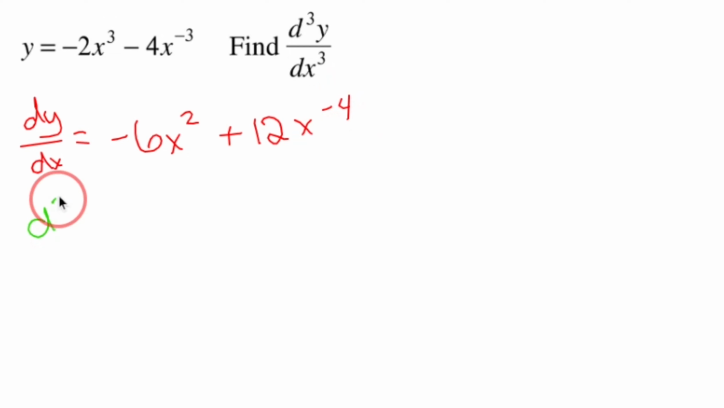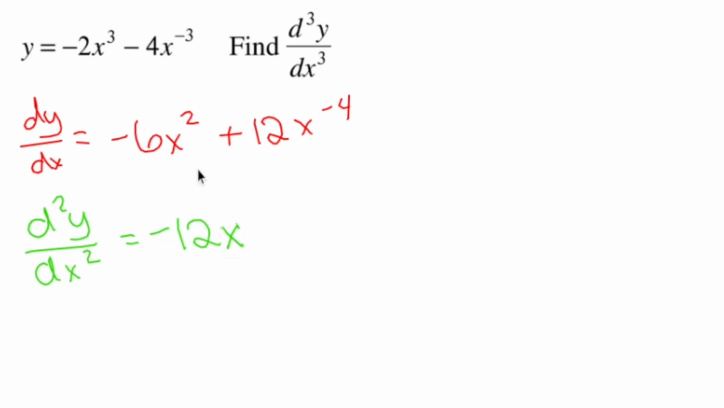Now I have to take the derivative of that guy. So that's d squared y dx squared. I can write that out as y double prime if I want to, but I already wrote it out as that. Power rule again. Take 2, multiply it to -6 to give me -12.